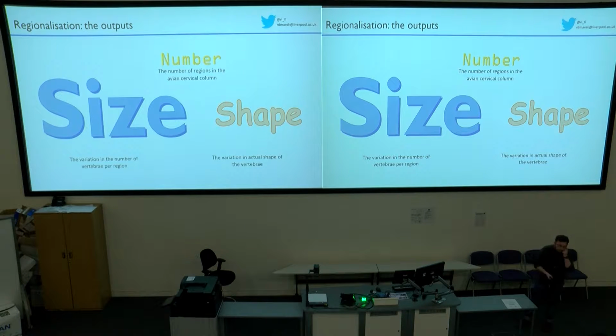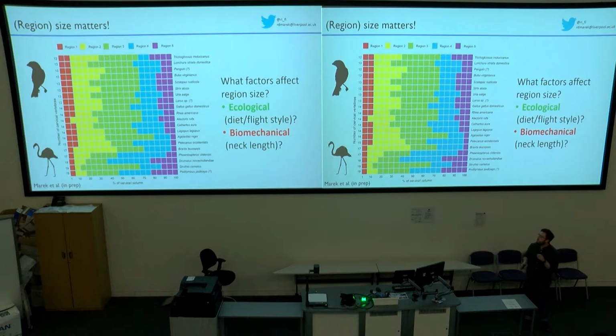But really, the main outputs that we get from this are three. We get the number of regions within the cervical column, we get the size of each region, so the variation in the number of cervical vertebrae associated per region, and obviously, because it's a geometric morphometric analysis, we get the actual physical shape change of these cervical vertebrae. There's a reason why number is so small compared to the other two, because I'm only going to be talking about size and shape. That's quite obvious, because when we look at the number of regions within the cervical column, there's always 5. That's a really strong result, and that's for all 52 taxa that we've found.